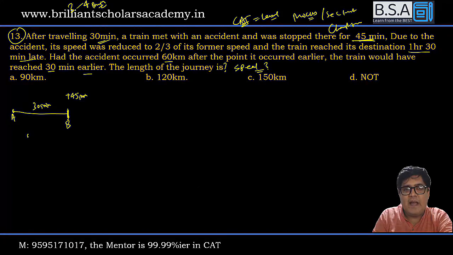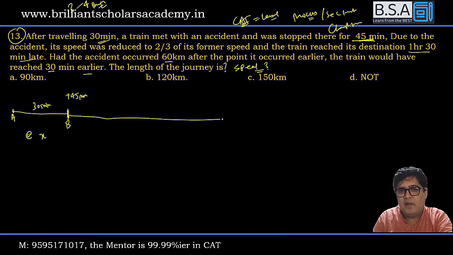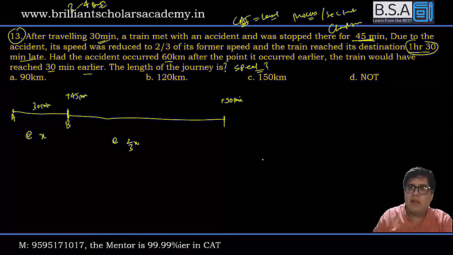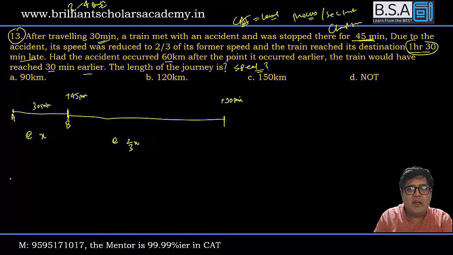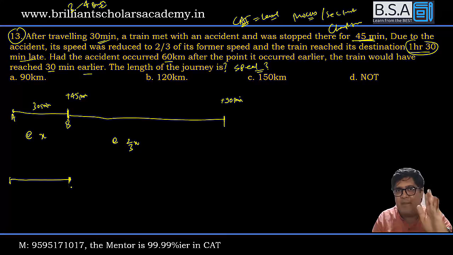Earlier, the speed, I'm writing at the rate speed, was x. Now I'm not naming this point. You'll see and understand why. The speed is 2 by 3x from there onwards. And what is the delay? 90 minutes. The total delay is 90 minutes. Now, had the accident occurred, it is happening again, but it does not happen at B. It happens 60 kilometers after B.